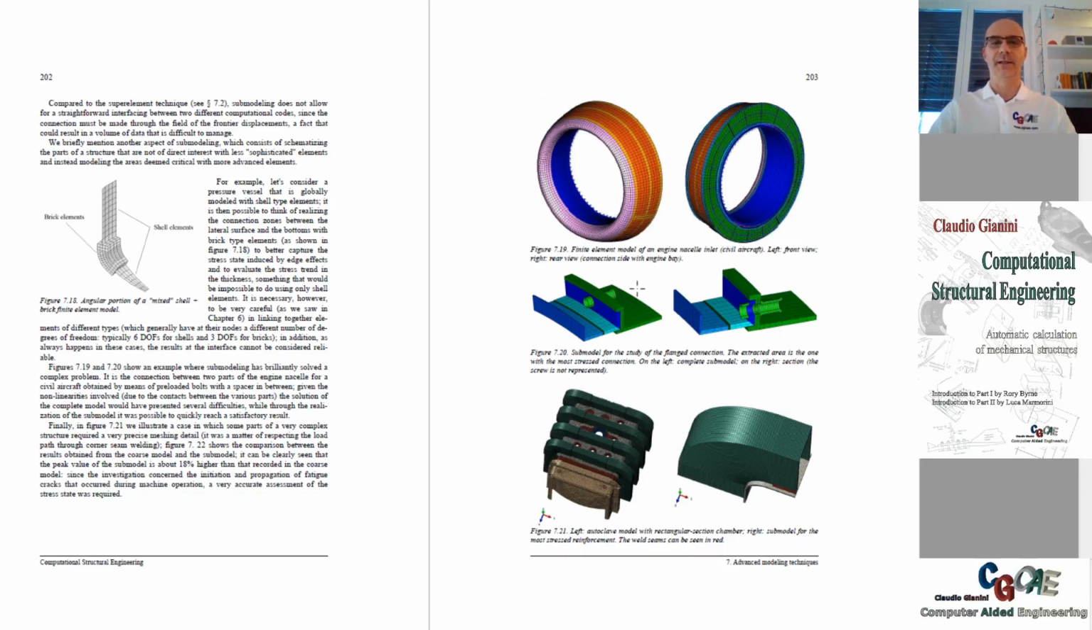This is a nacelle, which is flanged to the engine. So this is the inlet of the nacelle, and this portion is flanged to the engine support, the engine case, through a flanged connection, which is represented here by one local submodel. We will come back to this model again in part 2 of the book.